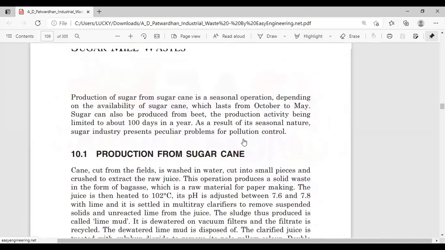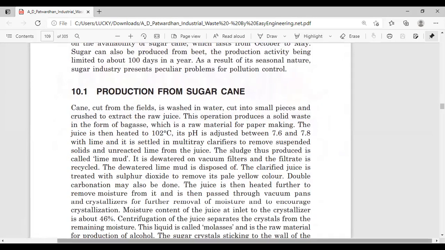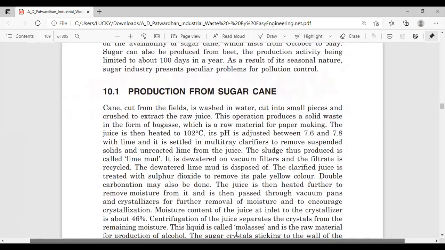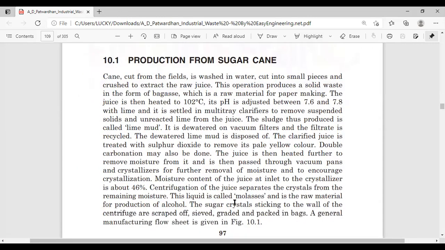Here, what is the production from sugarcane? Cane cut from the fields is washed in water, cut into small pieces, and crushed to extract the raw juice. This operation produces a solid waste in the form of bagasse, which is a raw material for paper making.